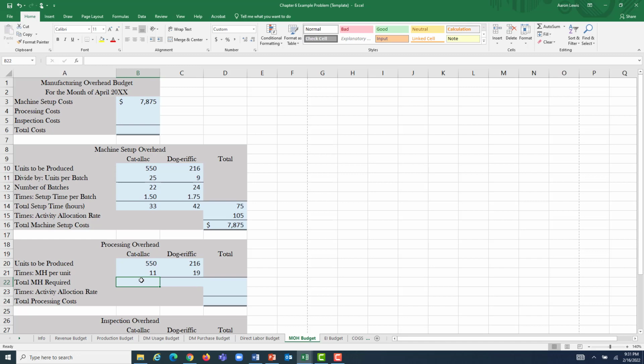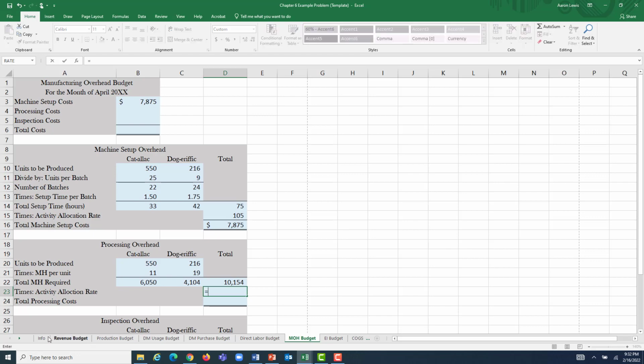So what is the total amount of machine hours it's going to take to make those 550 Cadillacs? Well, if each one's taking 11 hours, let's just multiply those two together. It takes 6,050 hours to produce those Cadillacs. The Dogorific, at 216 units necessary, and each one taking 19 hours, means that in total to process those Dogorifics is going to take 4,104 hours. And in total, across both of our product lines, Animal Gear is going to have to spend 10,154 hours machining these units.